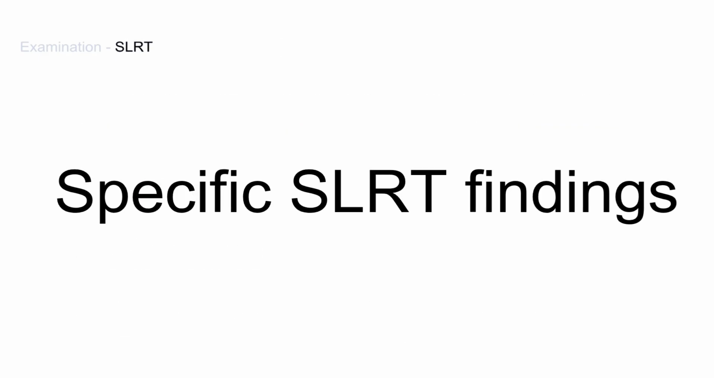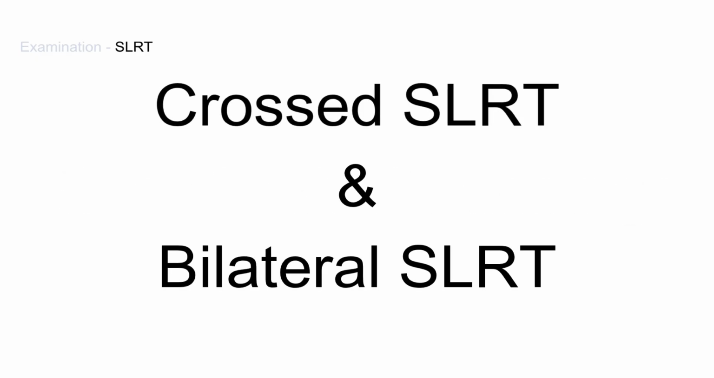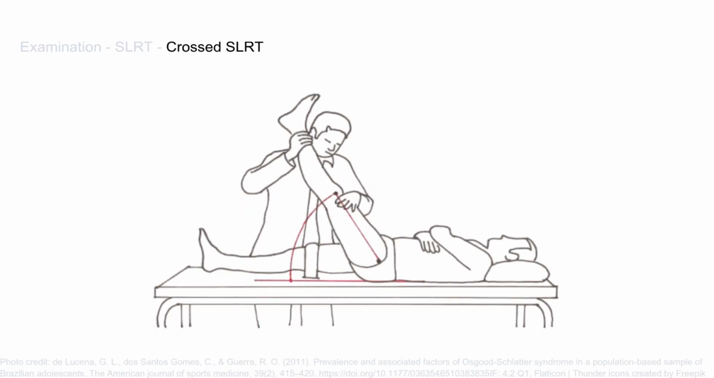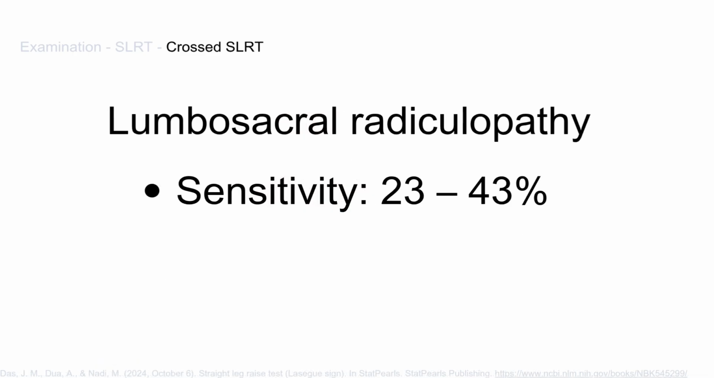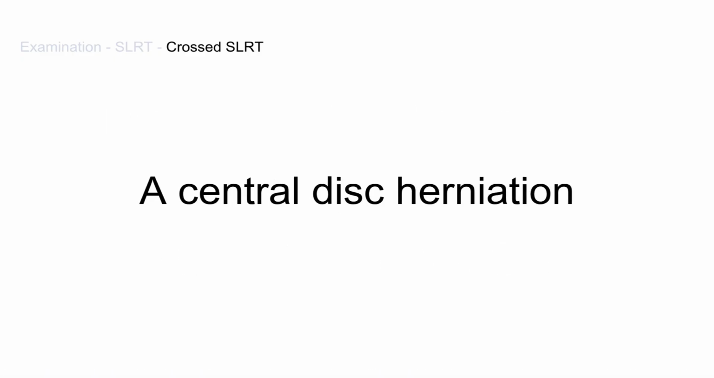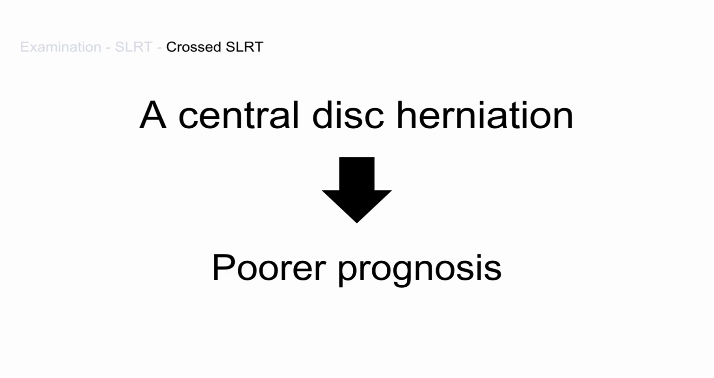Now, let's go beyond the basic straight leg raise test and look at two specific findings that provide valuable diagnostic clues: the crossed straight leg raise test and the bilateral straight leg raise test. First up, the crossed straight leg raise test. When you raise one leg and the patient experiences pain on the opposite side, this is called a positive crossed straight leg raise test. It has a sensitivity of around 23 to 43%, but a much higher specificity, about 88 to 98%, for diagnosing lumbosacral radiculopathy in patients with sciatica. A positive result strongly suggests a central disc herniation, which is often associated with a poor prognosis.